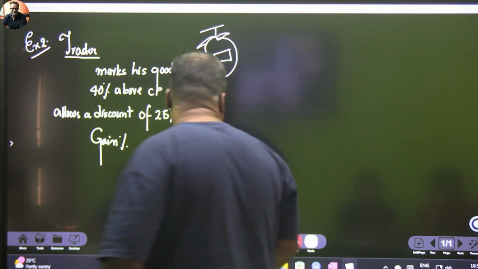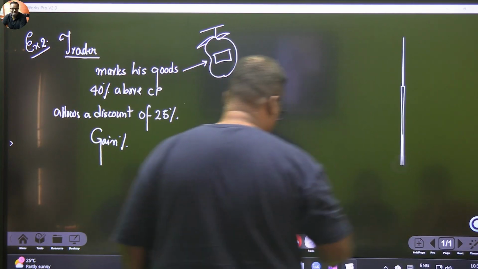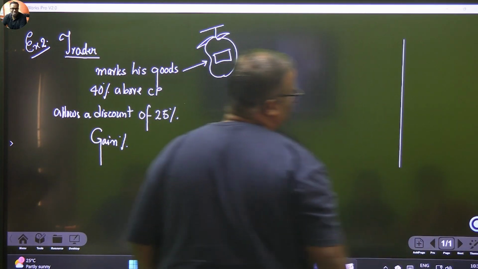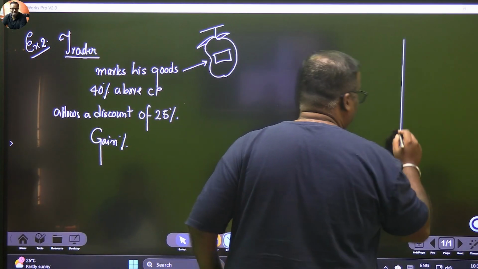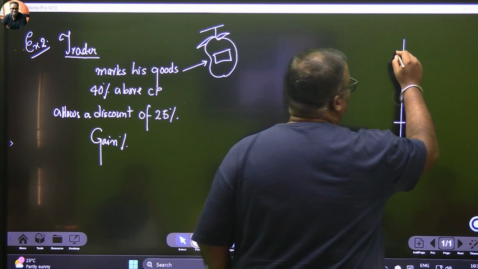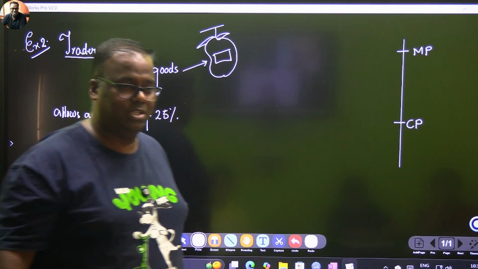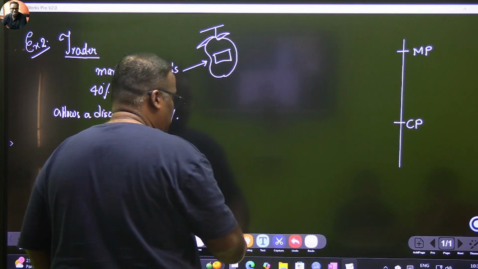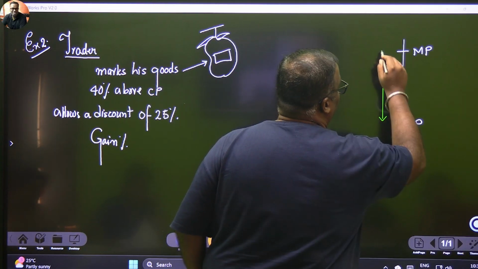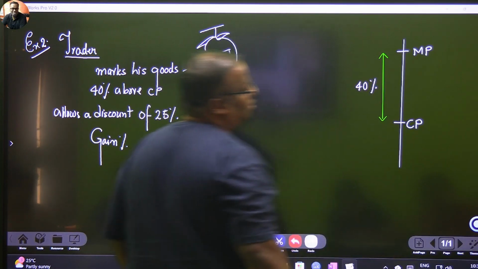Okay, so we go by our same formula, that we'll first construct the bamboo of this problem and try to fit in every data where it is. So I have an article. The article comes with a cost price. Do you agree? Then I put a sticker on it. This stage is the most important one. Pay attention here. I put a sticker on it, which is the mark price, right? And the problem tells me that the sticker I am putting is 40% more than the cost price.